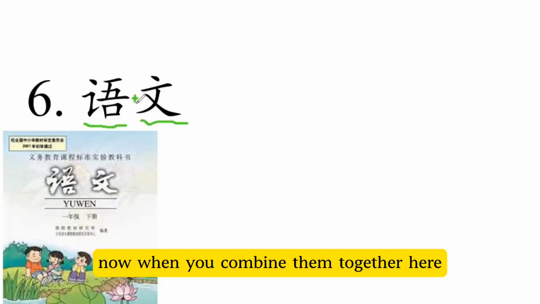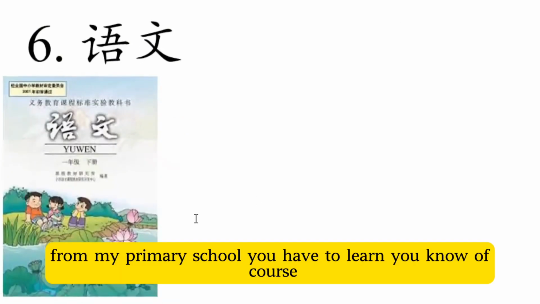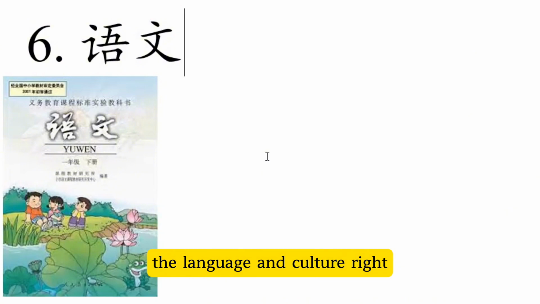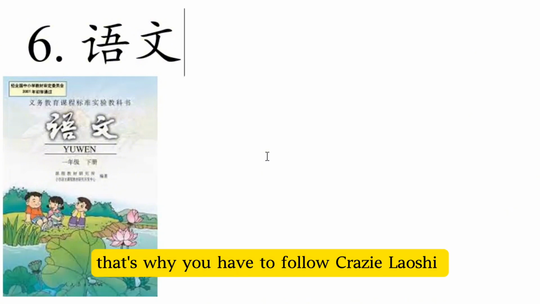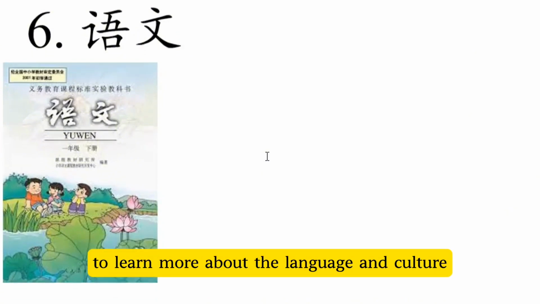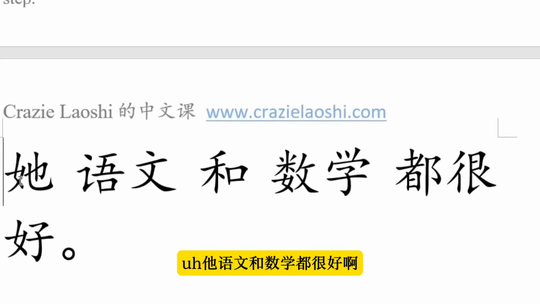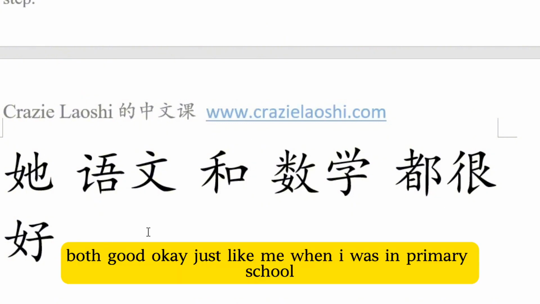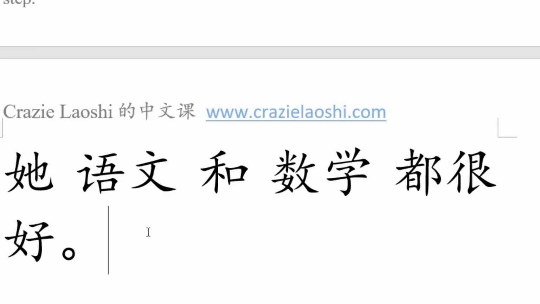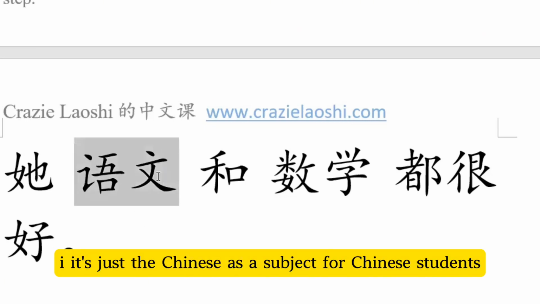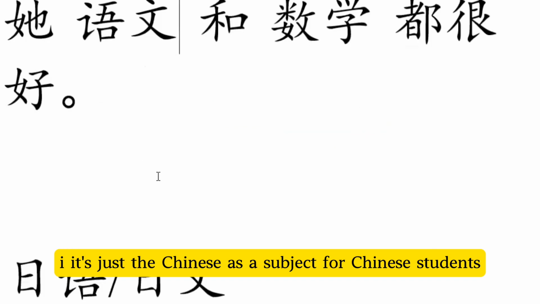Now, when you combine them together, here is the textbook, 语文, from my primary school. You have to learn, of course, the language and culture, right? That's why you have to follow Crazie Laoshi to learn more about the language and culture. And so when you talk about the subject of Chinese, 他语文和数学都很好. Her Chinese and math were both good. Just like me when I was in primary school. So in this case, it's just Chinese as a subject for Chinese students.